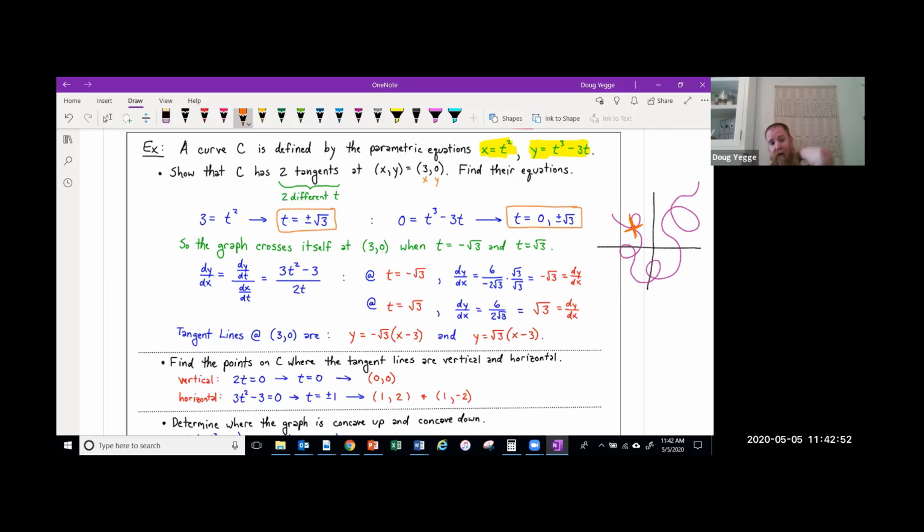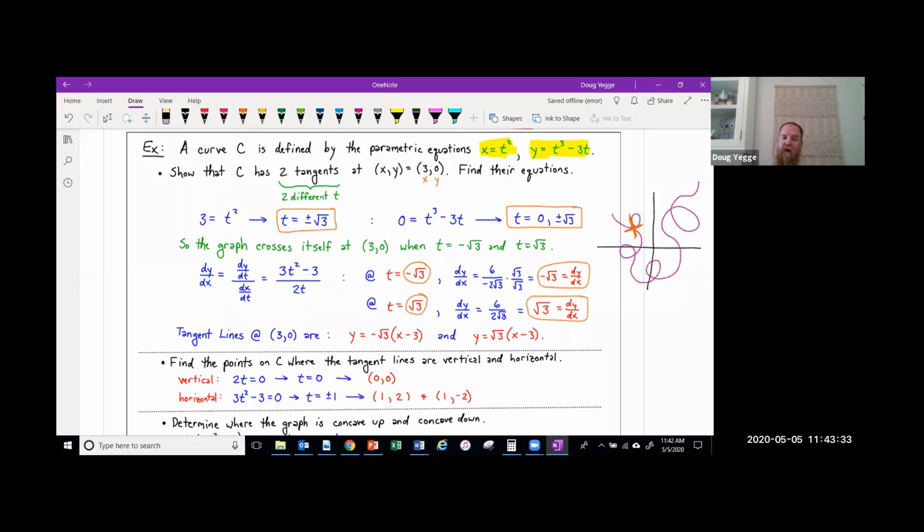All right, but then it says find their equations. So why don't we find their equations by just taking dy/dx? Notice that that's pretty straightforward. If I want to find the slope dy/dx, I just take the derivative of y with respect to t and divide by the derivative of x with respect to t. And so if I wanted to find the slopes at those t values, we're just plugging in negative root 3 and positive root 3 into our derivative. So when I simplify, I find out that at negative root 3, the slope is also negative root 3. And at positive root 3, the slope is also positive root 3.